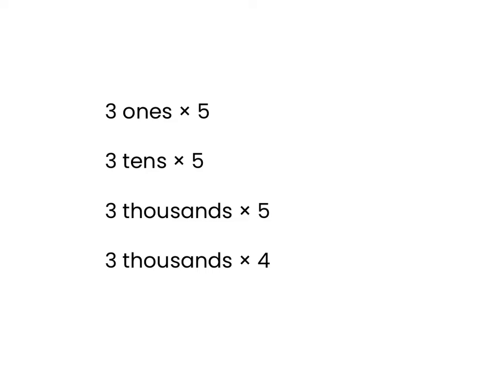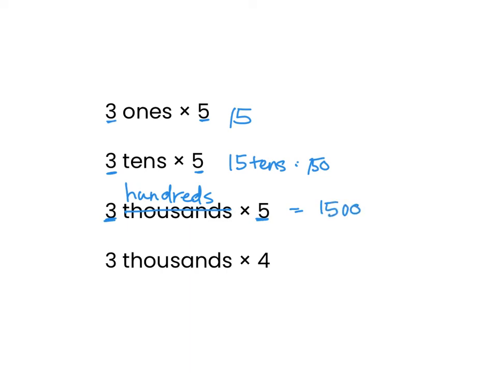This should hopefully be getting to be something that you're super comfortable with. How about 3 ones times 5? Well, we know that. That's 15. 3 tens times 5. Well, that's 15 tens, or 150. 3 thousands times 5, and we have that twice. I think that probably we meant to be hundreds. 3 hundreds times 5 is 15 hundreds, or 1,500.